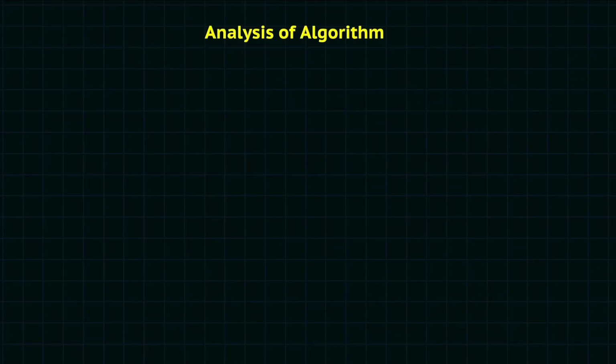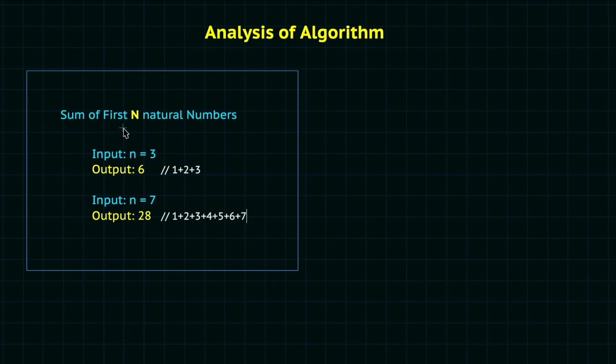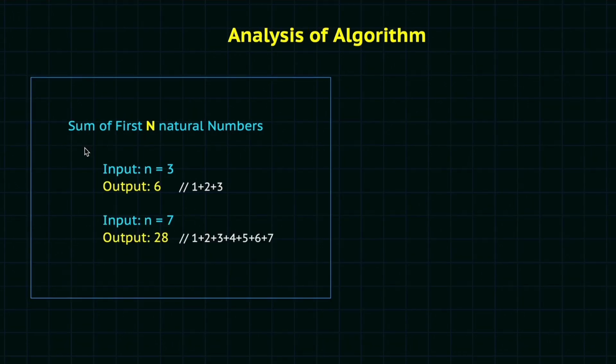Before that, please take a look at this question. We are asked to write a function that takes this number n as an argument, and this function should return the sum of the first n natural numbers. So if the input n is 3, the output should be 6, which is 1 plus 2 plus 3. If the input n is 7, the output should be 28, which is the sum of the first 7 natural numbers. Please pause this video and try to write a function yourself that takes this number n as an argument and returns the sum of the first n natural numbers. We are going to see 3 different solutions, and your solution might be one of these 3. We will then compare these solutions and discuss which one of these is more efficient.